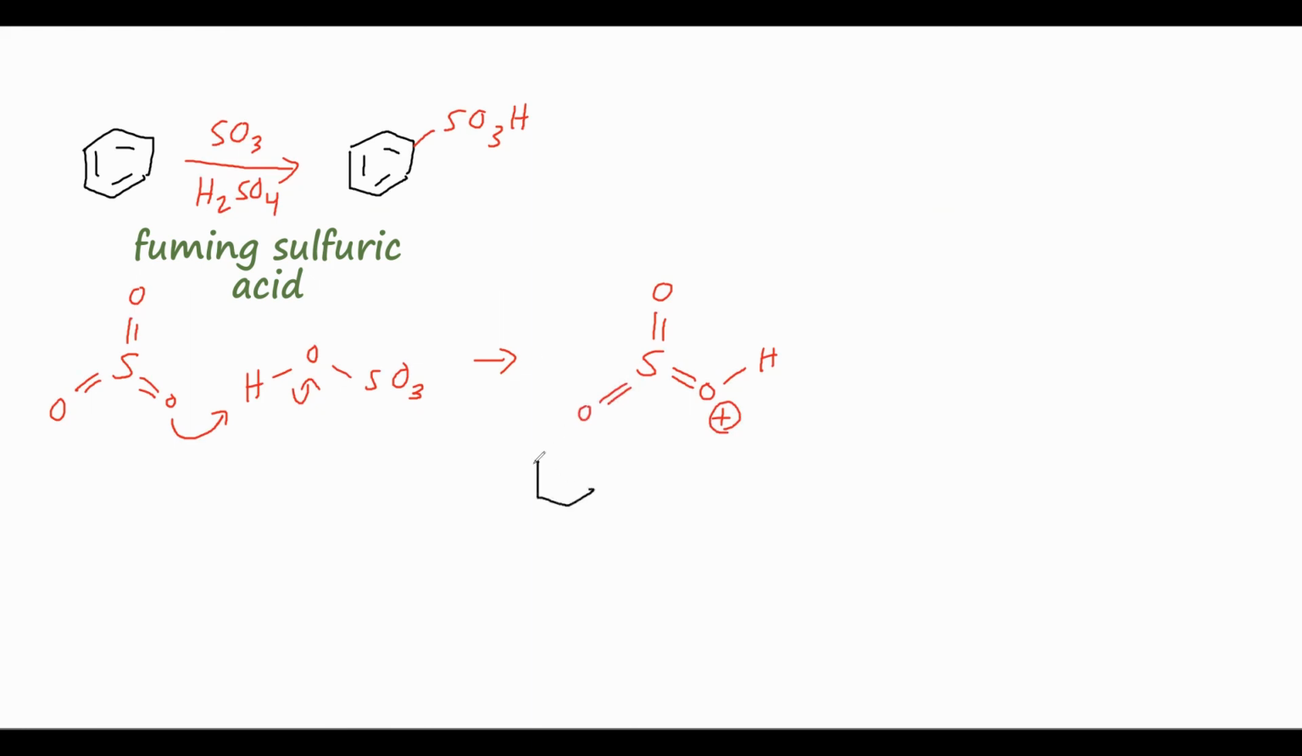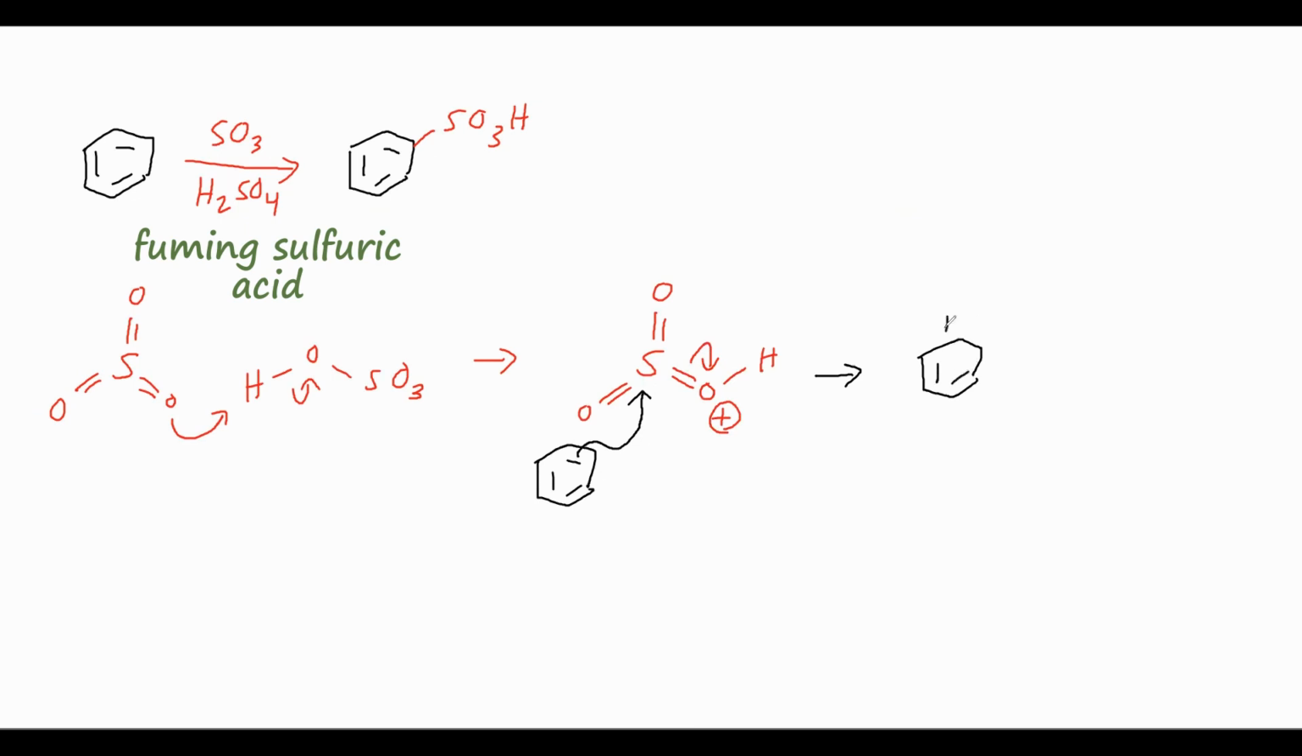Now because of that positive formal charge on the oxygen, the sulfur is going to be very electrophilic here. So we'll have the benzene ring come in again. One of these pi bonds will attack the sulfur atom, and at the same time, one of the pi bonds in this double bond will come up to the oxygen to form a lone pair, and that gives us this intermediate.